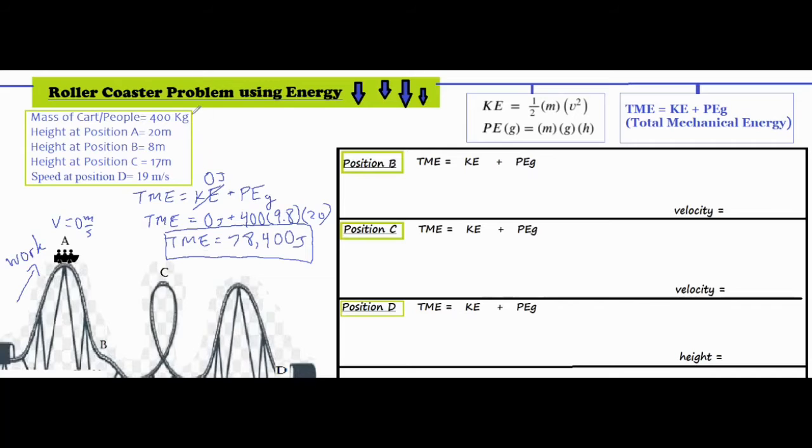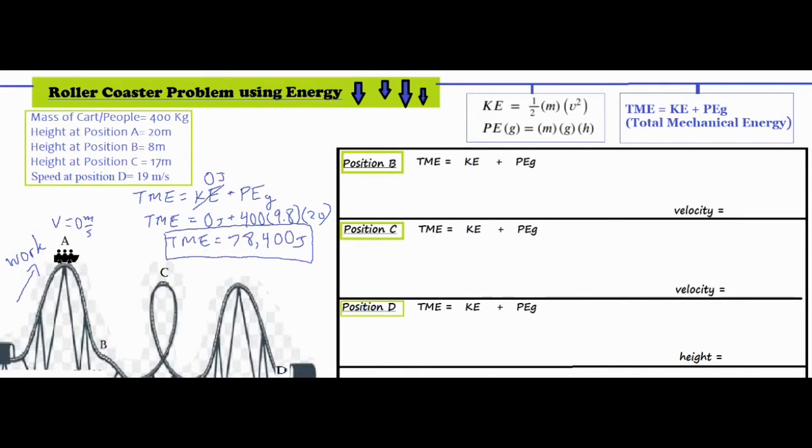Our mass of the cart and people is 400 kilograms, times a g value of 9.8, times a height of 20 meters. Once you find the product of those three, you find a total mechanical energy of 78,400 joules. Now that's going to be the key number to solving for a lot of our values throughout this problem. So if you take a look at positions B, C, and D, we have some information about those different locations in the ride. For each of those, we will have to use this value. It's going to be a key value in solving for what we need.